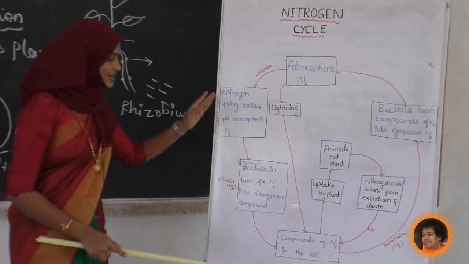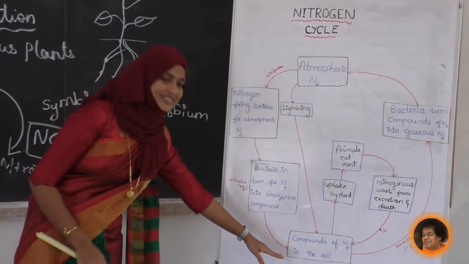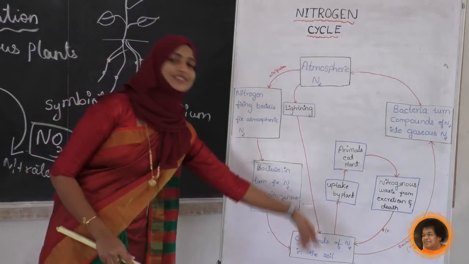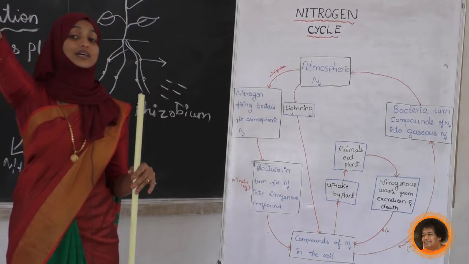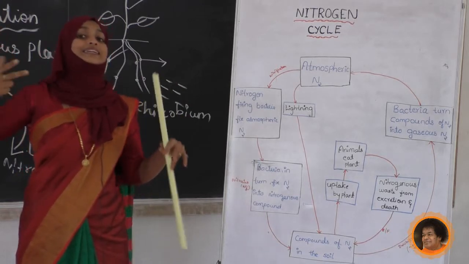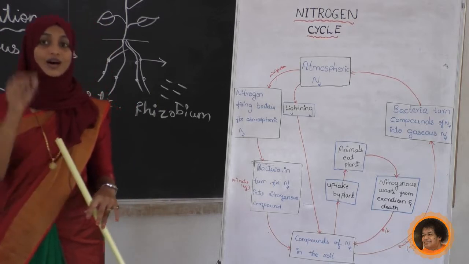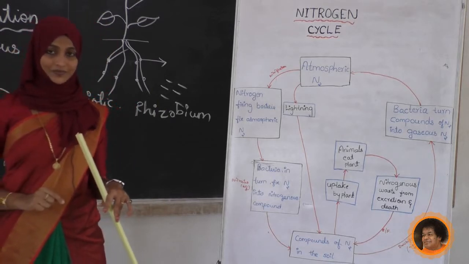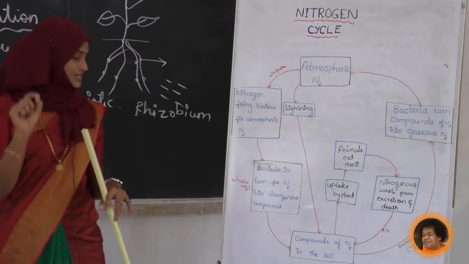Next, what happened? These bacteria are present in the soil. So the compounds of nitrogen are in the soil. That nitrogen, first it was in the atmosphere, because of that microorganism it reaches the soil. Now where is the nitrogen? Yes, now it is in the soil. Okay, it reaches the soil.